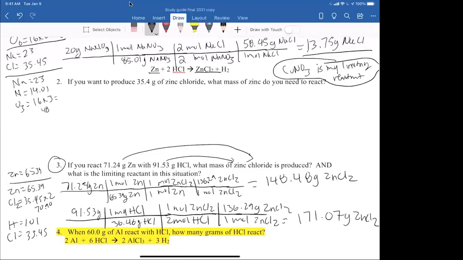So which one is less? Obviously the top one is less. Oops. Grams, sorry. It was 148 grams. Top one is less than the bottom. So what is your limiting reactant? You would just write zinc is my limiting reactant.